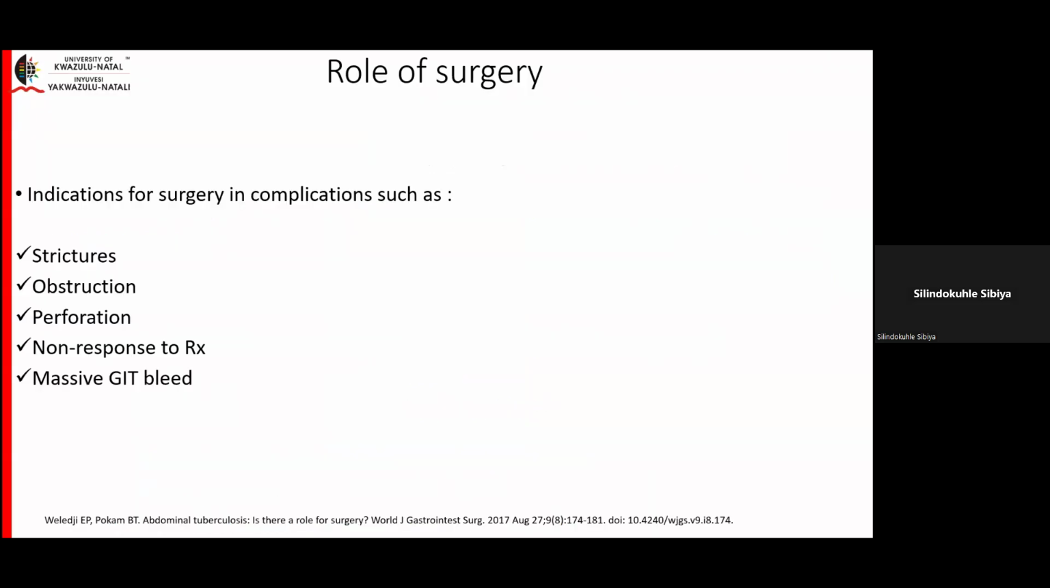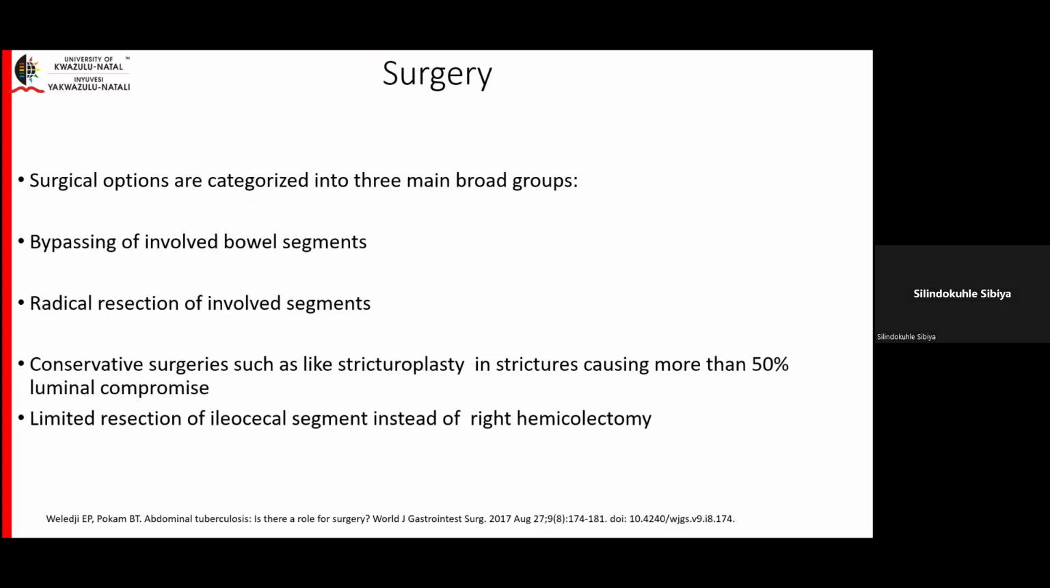in abdominal tuberculosis. And what they found is that the indications for surgery are complications such as strictures, obstructions, perforation, and non-responders to treatment, in the setting of subacute bowel obstruction, or in patients who have massive GIT bleeds.